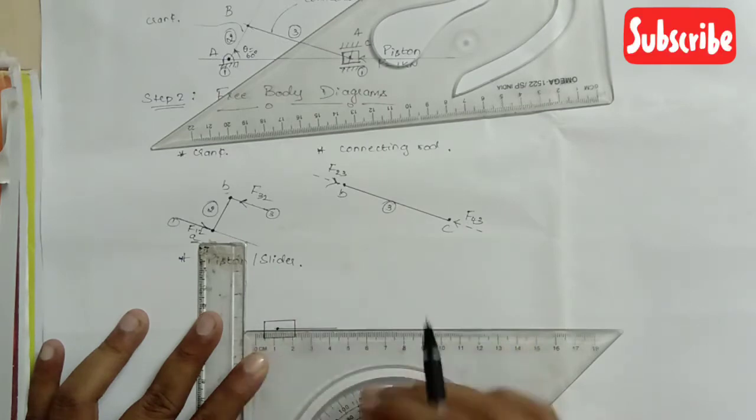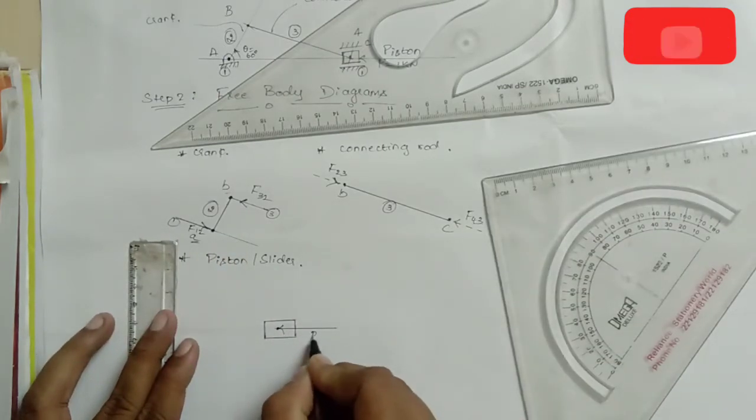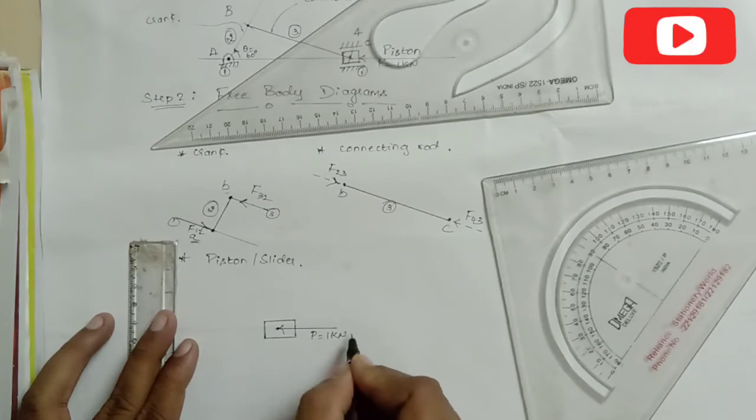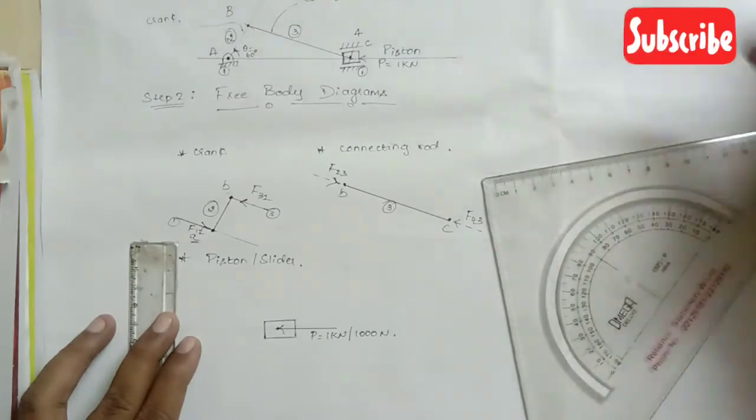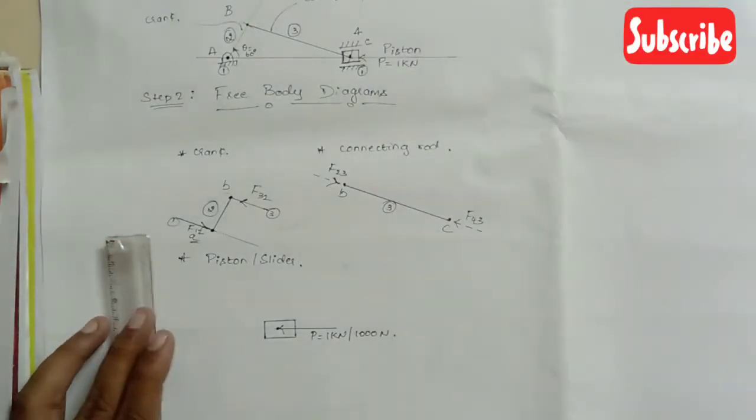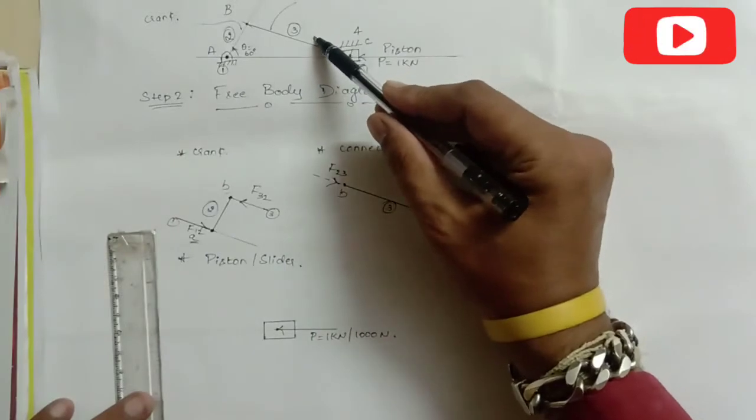Now this line, what it does, it is indicating our external force P is equal to 1 kilonewton or 1000 newtons. Okay. Now the second force which is acting on our piston is from the connecting rod. That is nothing but from 3 to 4.